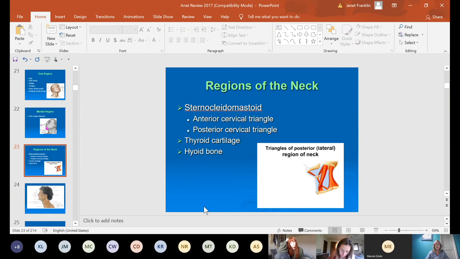In the regions of the neck, we have the sternocleidomastoid area or muscle, abbreviated as SCM in a lot of things. So you might see that just as an abbreviation on things. It's the big strap-like muscle that runs down the side of the neck. It divides the neck into the anterior cervical triangle right here and the posterior cervical triangle. And then we've got your thyroid cartilage and your hyoid bone. So your hyoid bone is that little horseshoe-shaped bone that sits right in the neck. It's not attached to or doesn't articulate with any other bones. So it's kind of a unique bone.